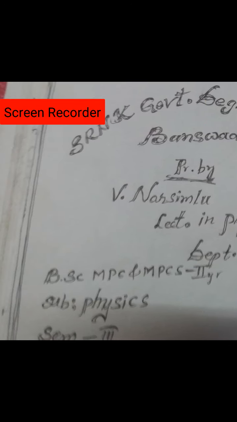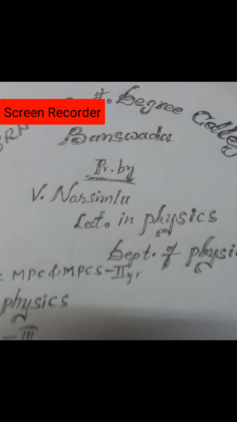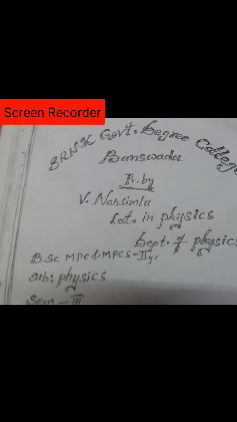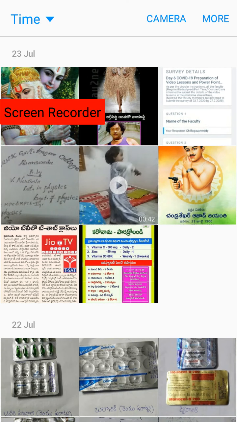The topic today is thermodynamic potentials and Maxwell equations. Thermodynamic potentials and Maxwell equations. So, what are the thermodynamic potentials? How can we determine these thermodynamic potentials?